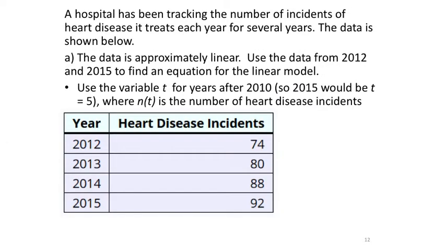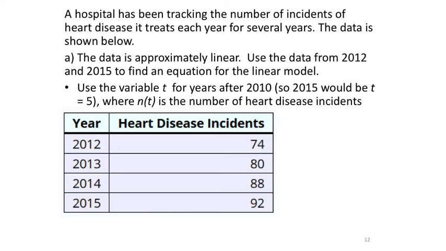So a hospital has been tracking the number of incidents of heart disease it treats each year for several years. The data is shown below. The data is approximately linear. Use the data from 2012 and 2015 to find an equation for a linear model. And again, since it's asking for an equation here, we are looking for slope-intercept form. So the only two things we need is the slope and then also the y-intercept.